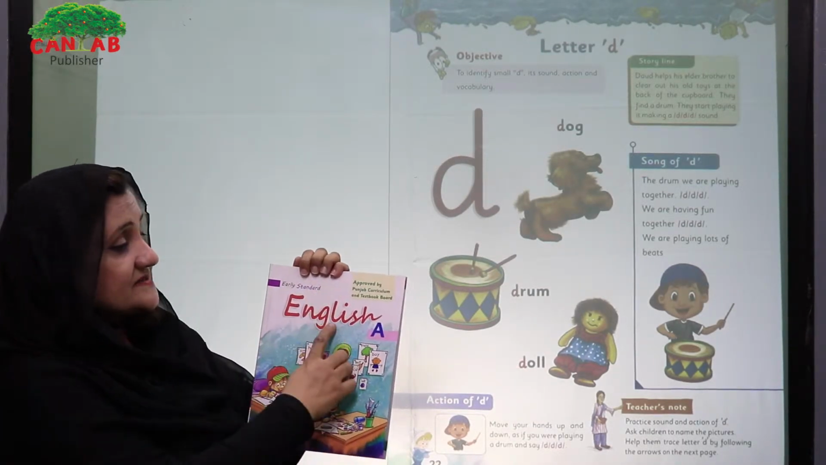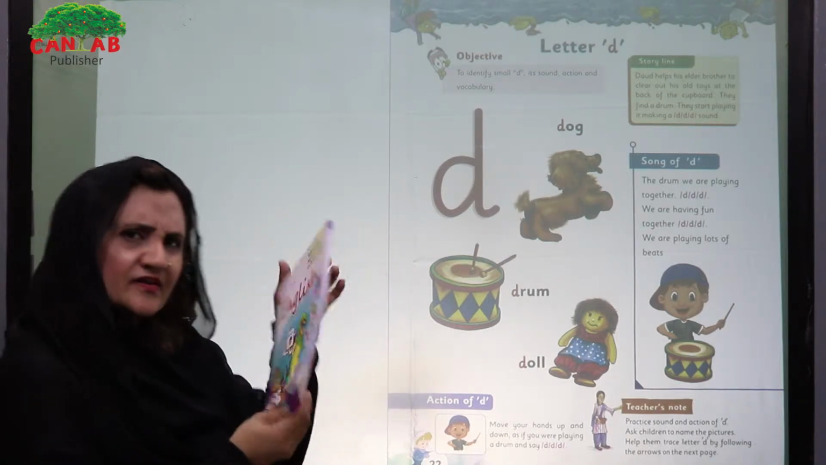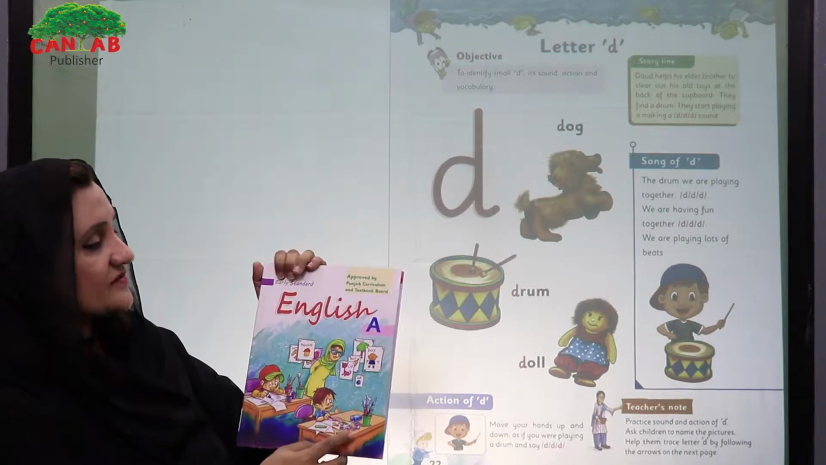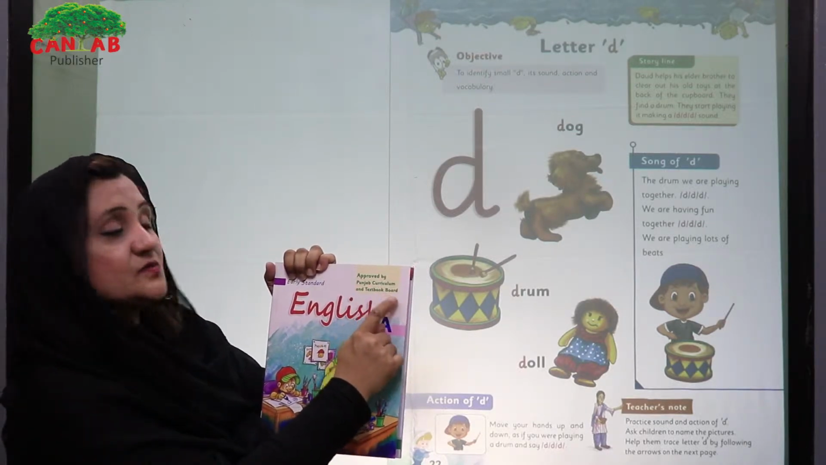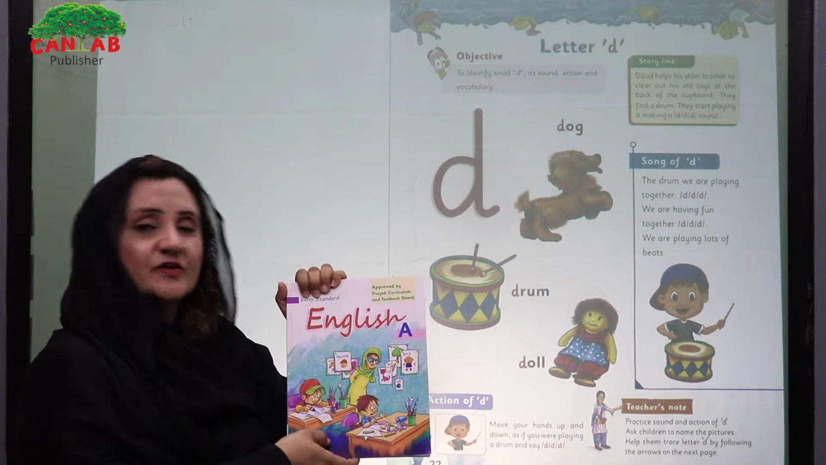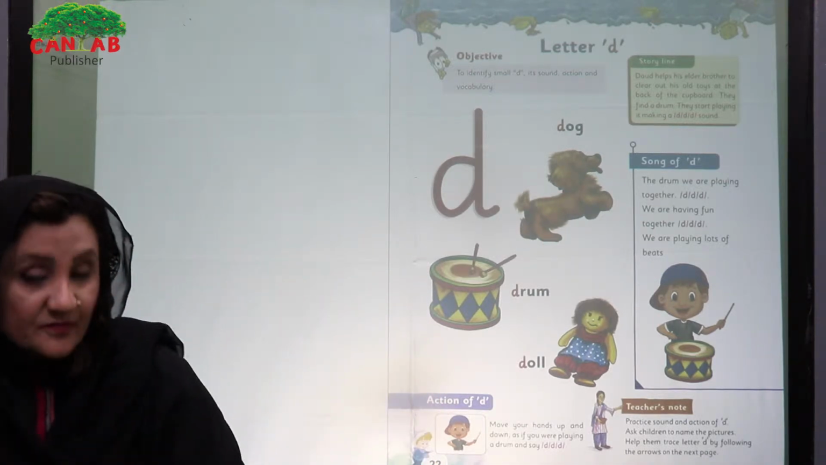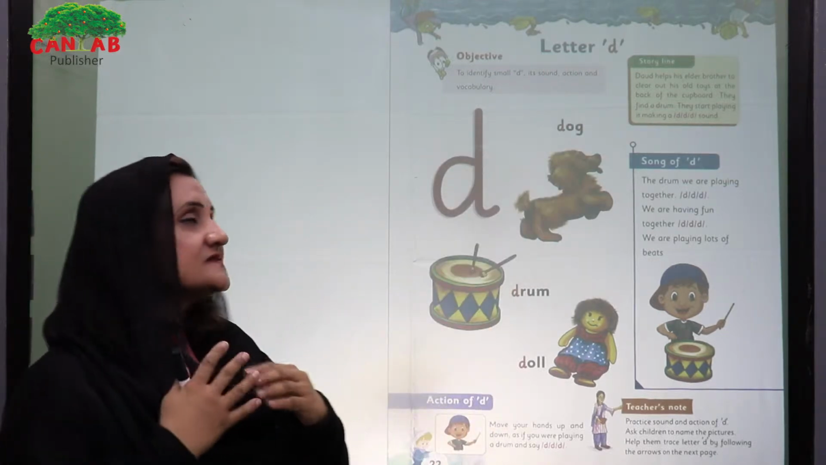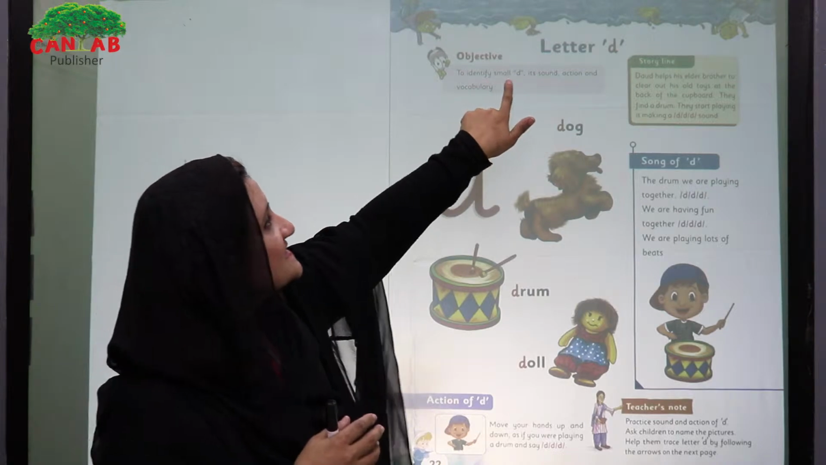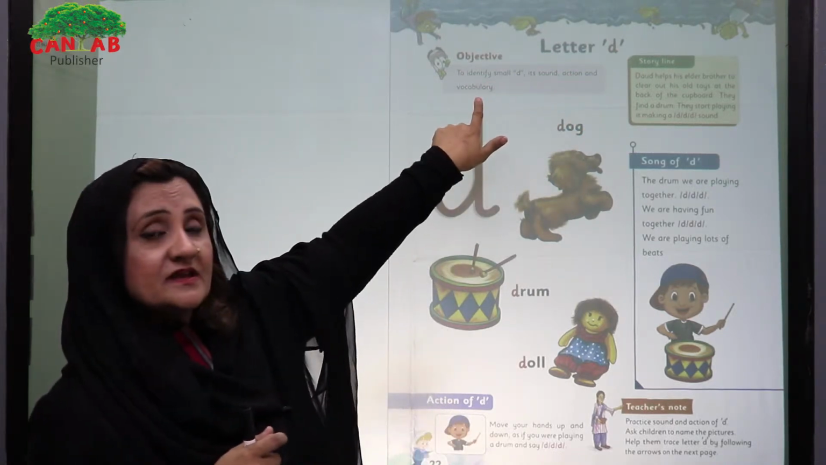Bismillahirrahmanirrahim. Early Standard English A by Cantab publisher, and remember that all the books of Cantab are approved by Punjab Curriculum and Textbook Board, and our slogan is One Curriculum, One Nation. Today's topic is letter D. We have to enable the student to identify small d, its sound, action and vocabulary.